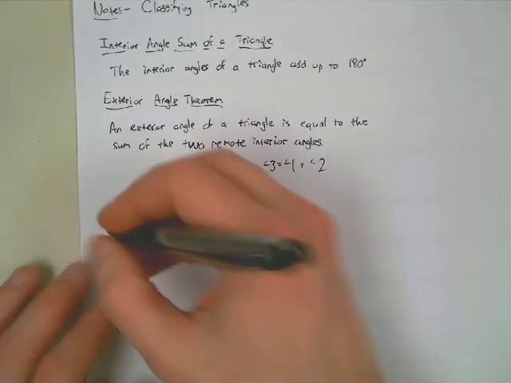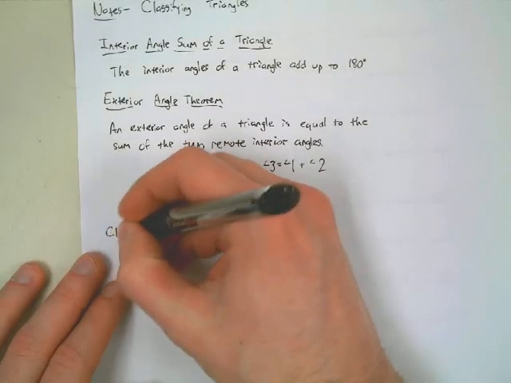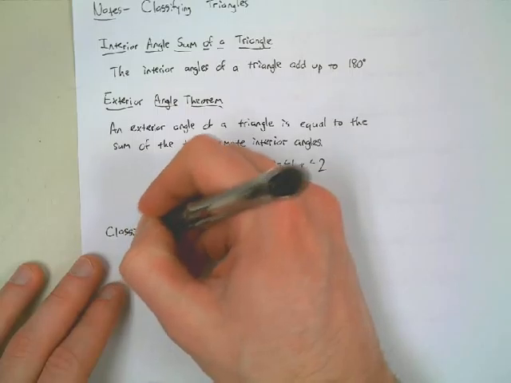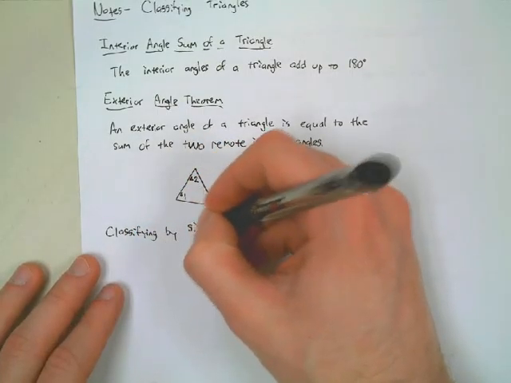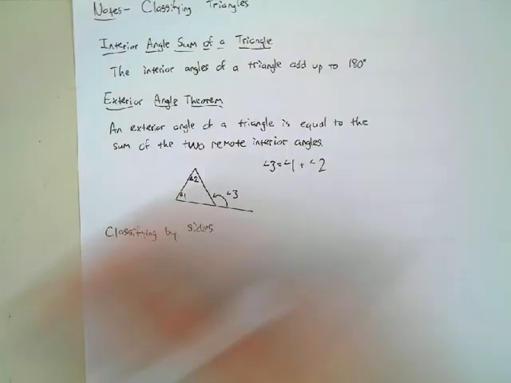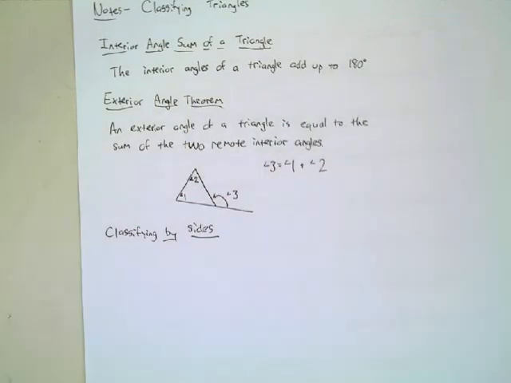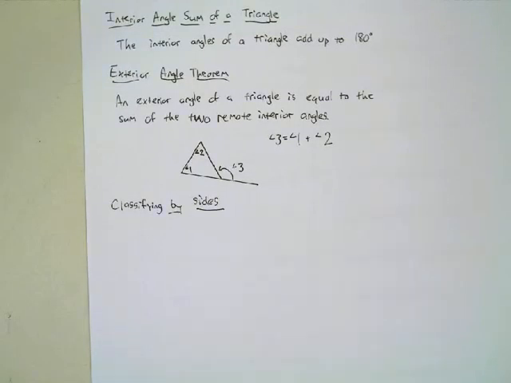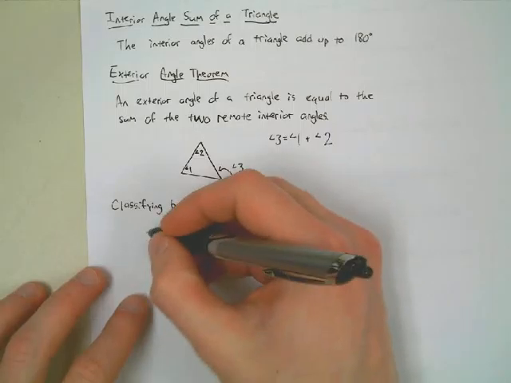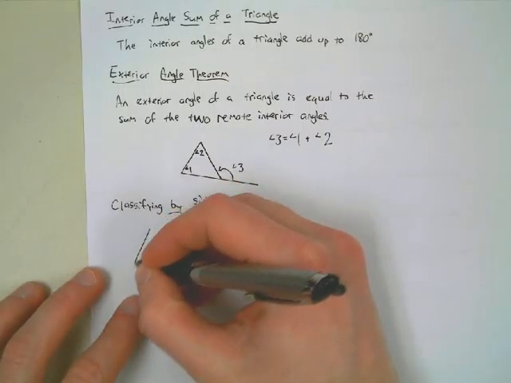Classifying triangles by sides. We're going to look at classifying by sides first, and there are 3 different ways we can classify triangles by their sides. I'm going to sketch this out here. We'll start with the triangle.